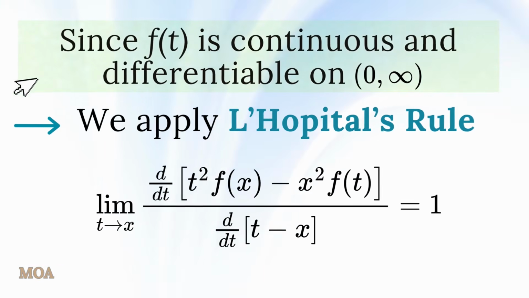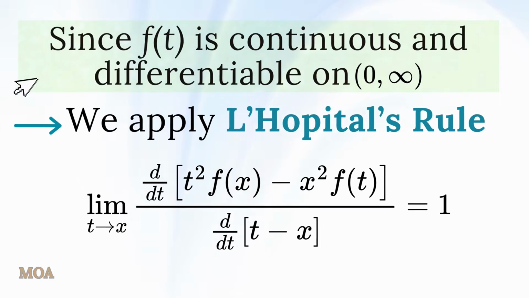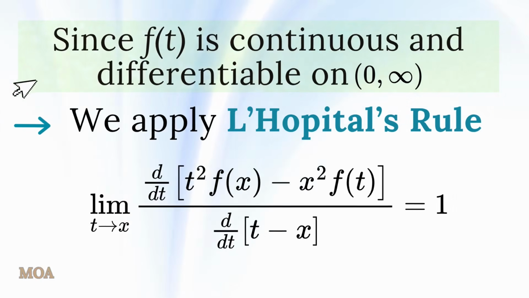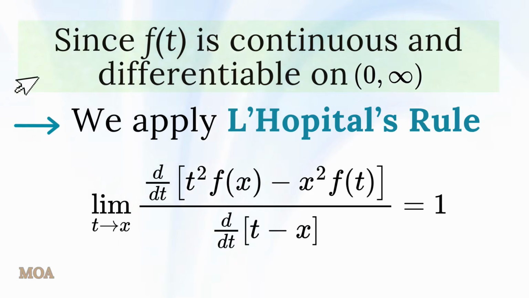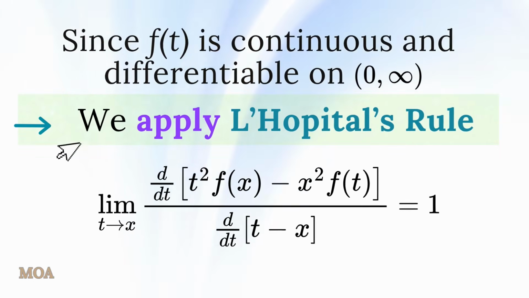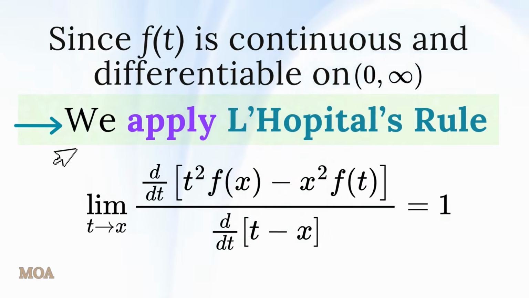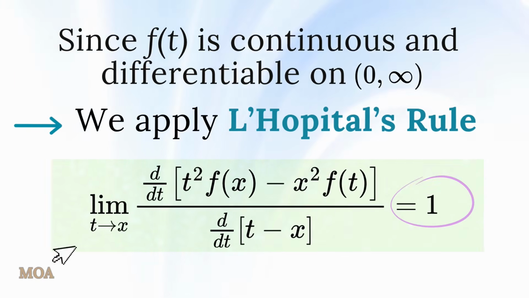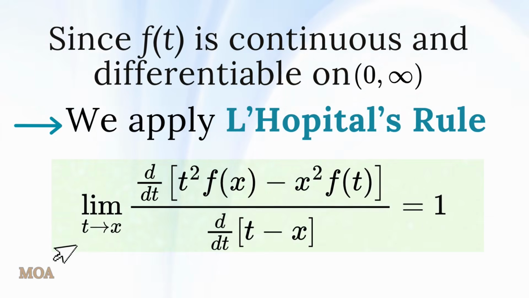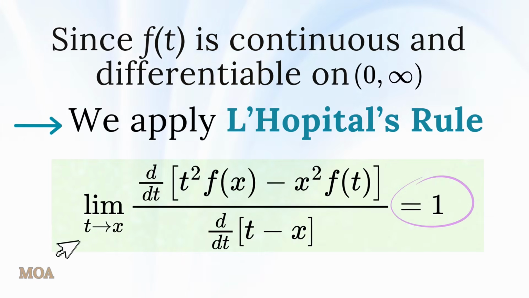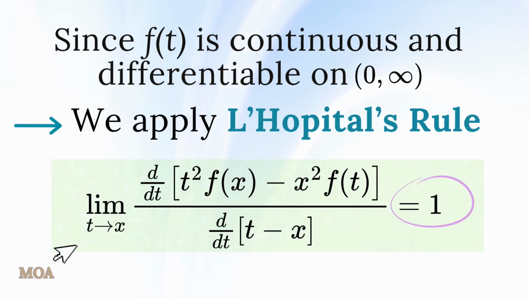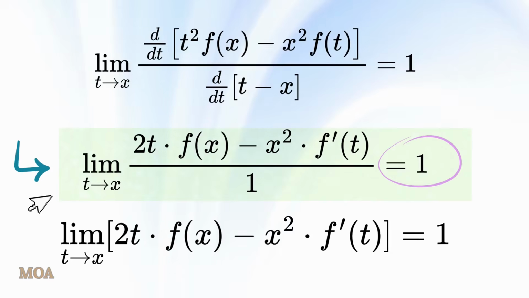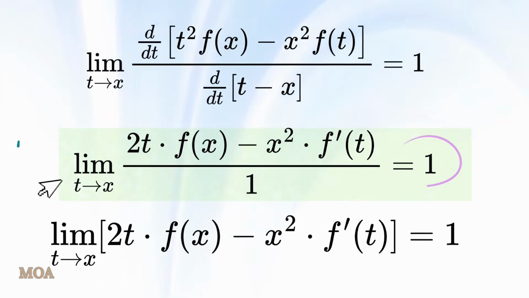Since f is a continuous and differentiable function for all strictly positive real numbers, and we have the 0 over 0 indeterminate form, we apply L'Hopital's rule, which yields the limit as t approaches x of the derivative with respect to t of t squared times f of x minus x squared times f of t, all divided by the derivative with respect to t of t minus x, equals 1. Since we differentiate with respect to t, we consider x as a constant.